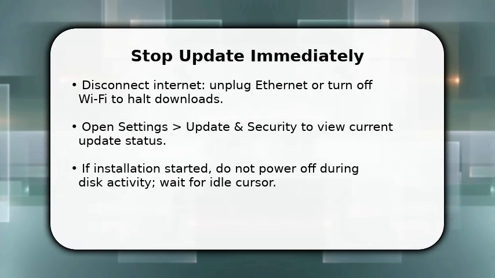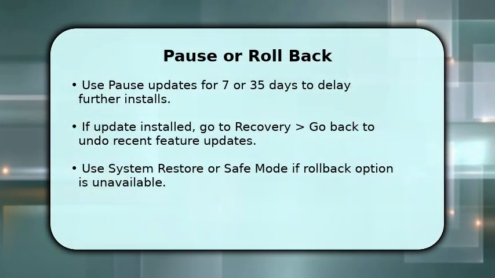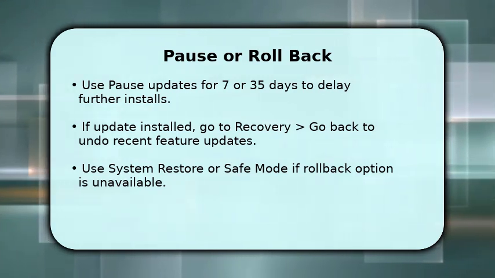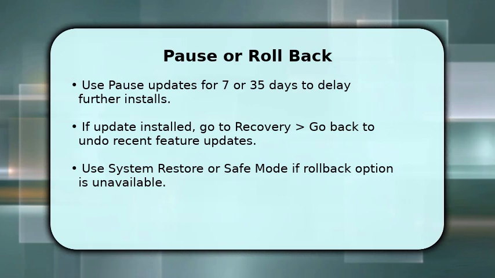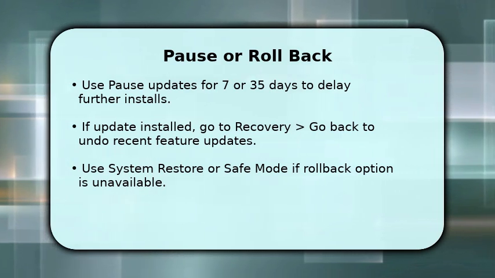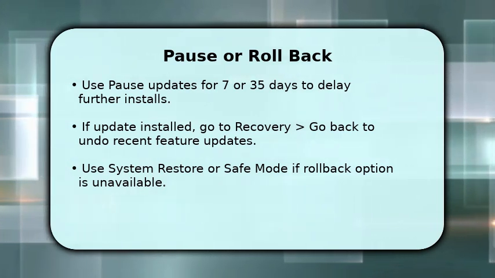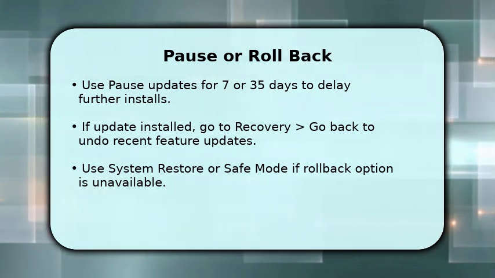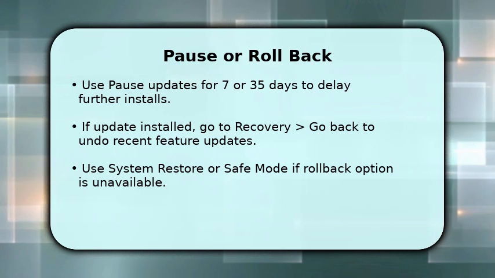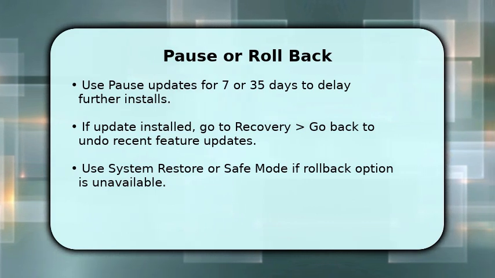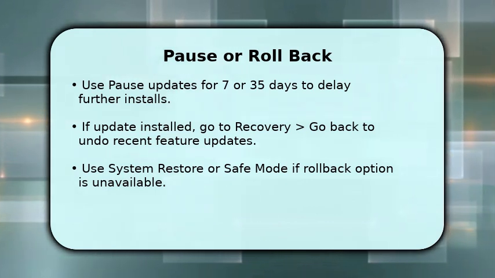If installation hasn't completed, click Pause Updates for 7 or 35 days to stop future installs and buy time. Once done, if a feature update completed and you need to revert, open Recovery and choose Go Back to the previous version. This uses the saved Windows.old files. If that option is missing, boot into safe mode and run system restore to an earlier point. These steps reverse changes without a full reinstall when available.